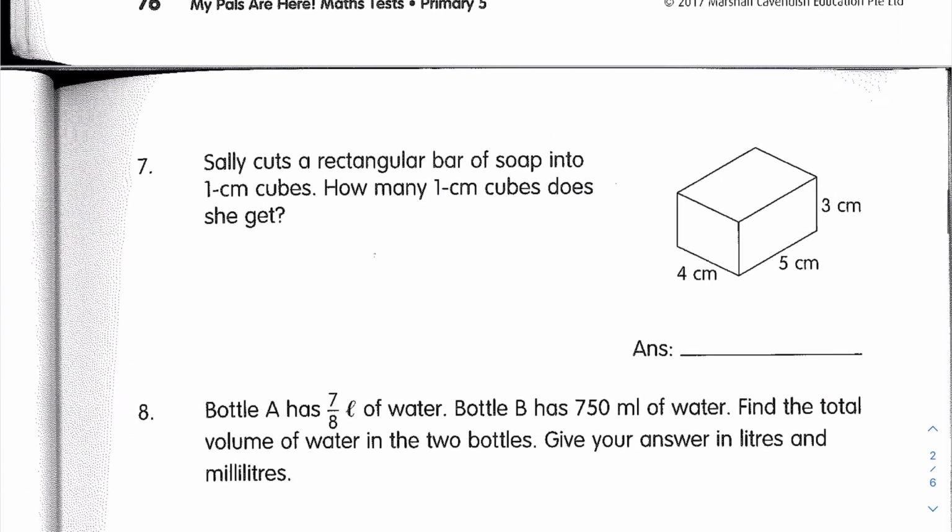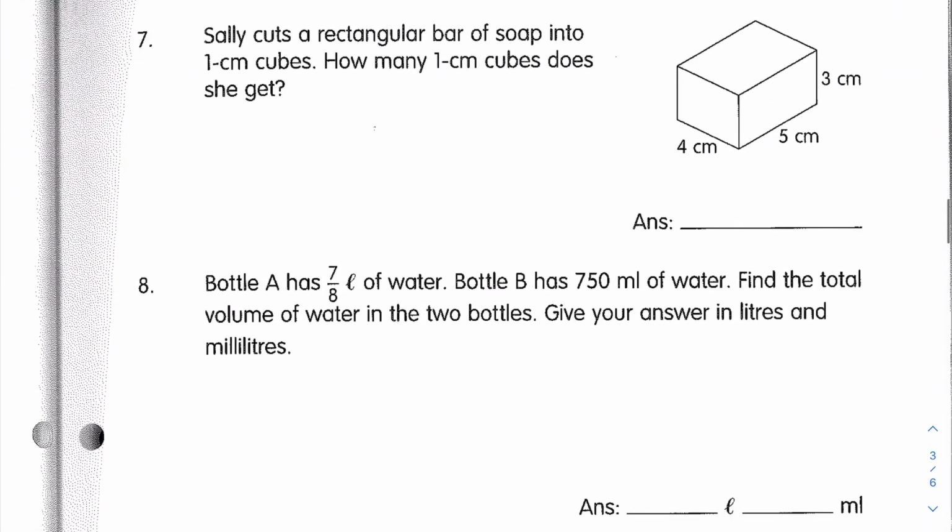Okay, and you can actually shape this in any part of your worksheet. Moving on to question 7. Sally cuts a rectangular bar of soap into 1 cm cubes. So essentially it's asking you to find the volume of the figure, which is 4 times 5 times 3, which will be 4 times 5 is 20 times 3, 60 cubes. Okay, your unit is cubes.